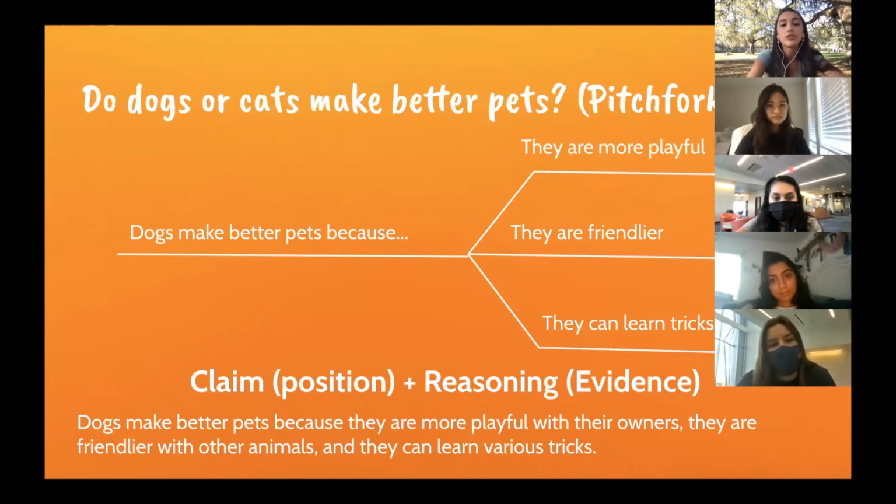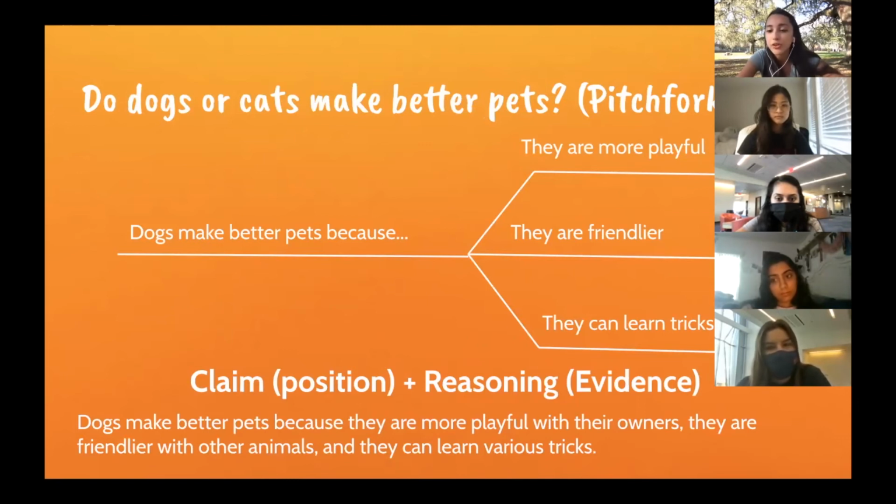Here we have our topic sentence introduced at the stem of the pitchfork, saying that dogs make better pets because. Then you fill in the rest of your pitchfork stems with your different evidence and reasoning, such as they are more playful, they are friendlier, and they can learn tricks. Therefore, you have your claim or your position plus your reasoning and evidence.